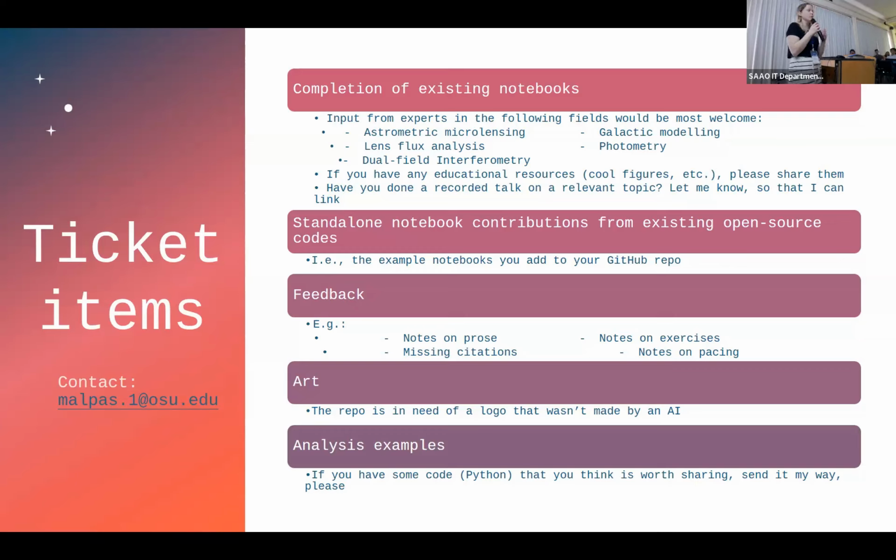I also am not an expert in all of the subfields of microlensing, so I would really like to pass the baton off to the experts to contribute notebooks in those subfields. So, for example, dual field interferometry, which I know nothing about. It would be really nice if at this point I could be editor more than author. Cool, I'm on time. I would love to be editor more than author, but I suppose I will keep chipping away at this if no one else wants to help.